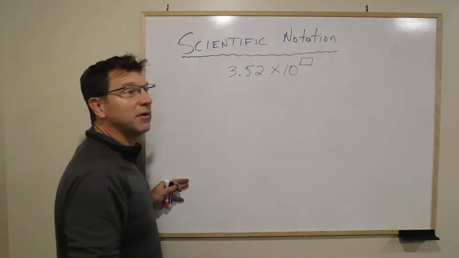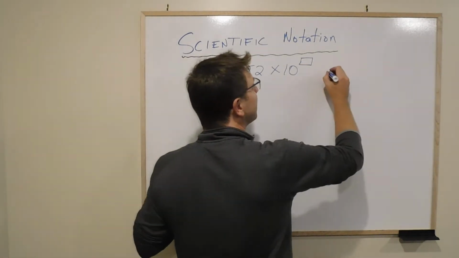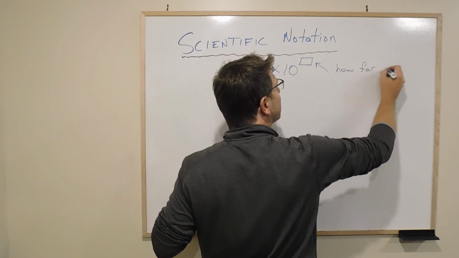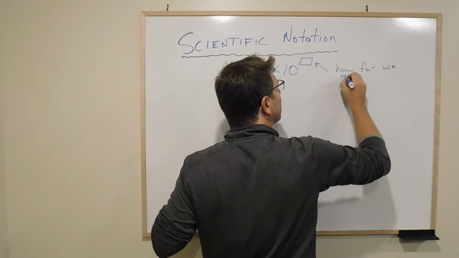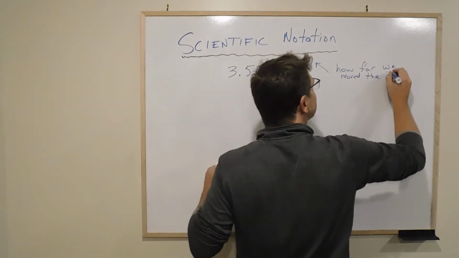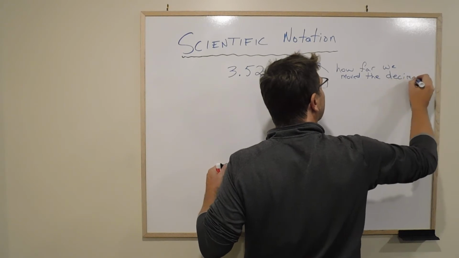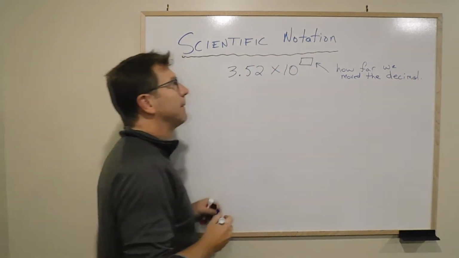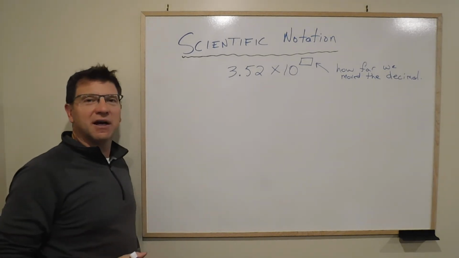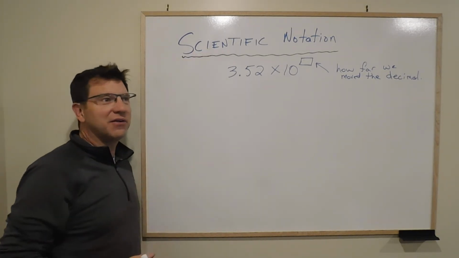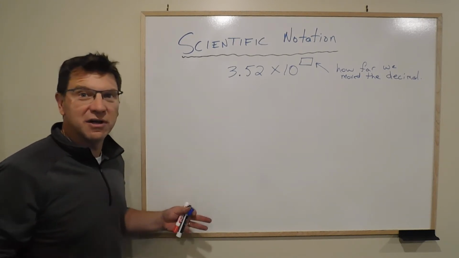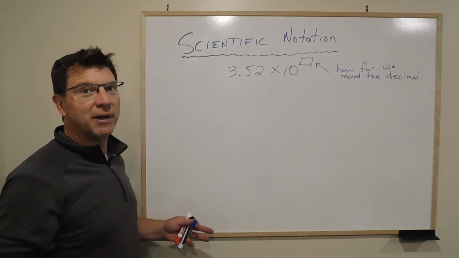And this exponent is going to represent how far we moved the decimal. Okay. And you'll see that in a minute. So realistically, this is used in sciences more, hence scientific notation, but you'll see it to make really large numbers or really small numbers more manageable to write.